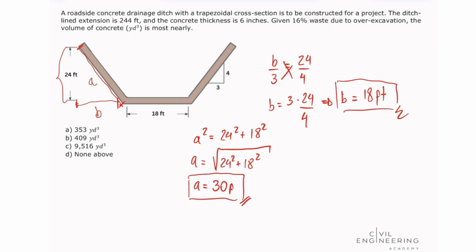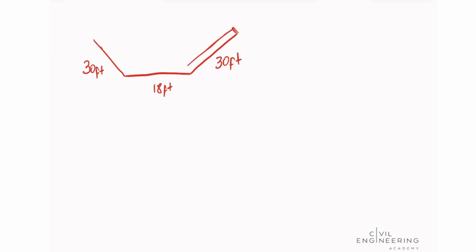So let's take a look at our cross-section. Basically, we have 30 feet here, and then we have 18 feet. This is not to scale, but let's just see what we got here. And the thickness of this cross-section is 6 inches. So let's make sure we have everything in the same unit. This thickness is 6 inches. We can convert this to feet, dividing it by 12, and we're going to have 0.5 feet.